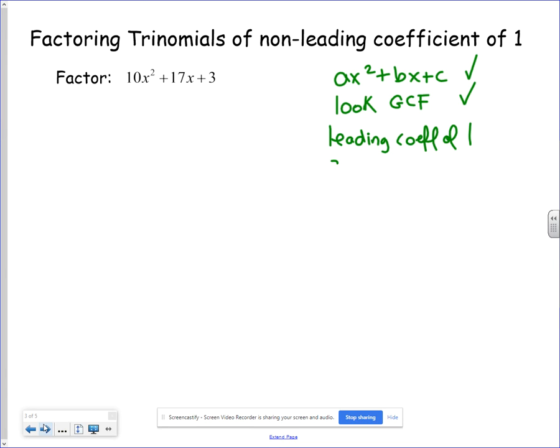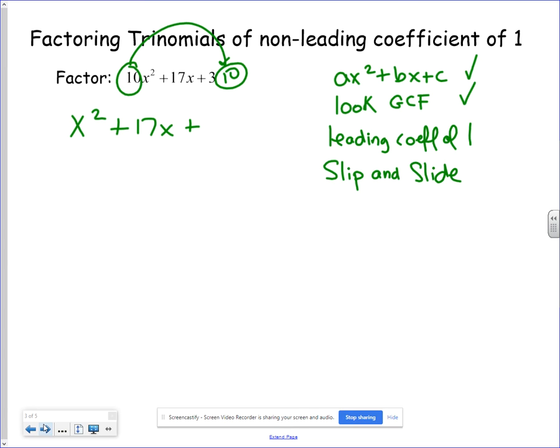By using the slip and slide method, we're going to take the 10 and slip it to the back. So now we've got x squared plus 17x plus 30. Now I'm going to ask myself, what two numbers multiply to be 30 and at the same time add to be positive 17?